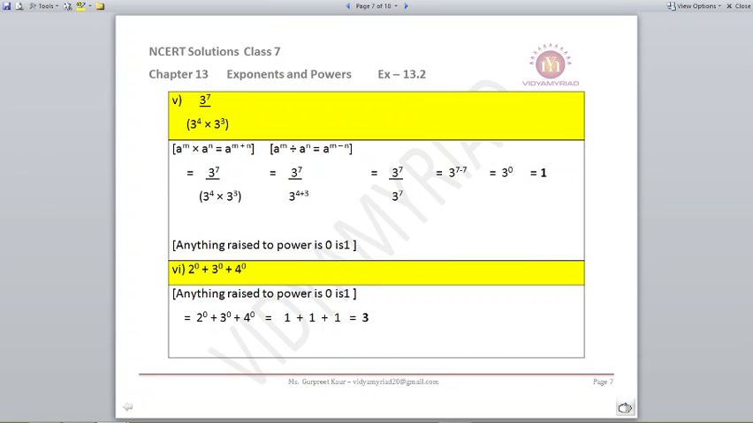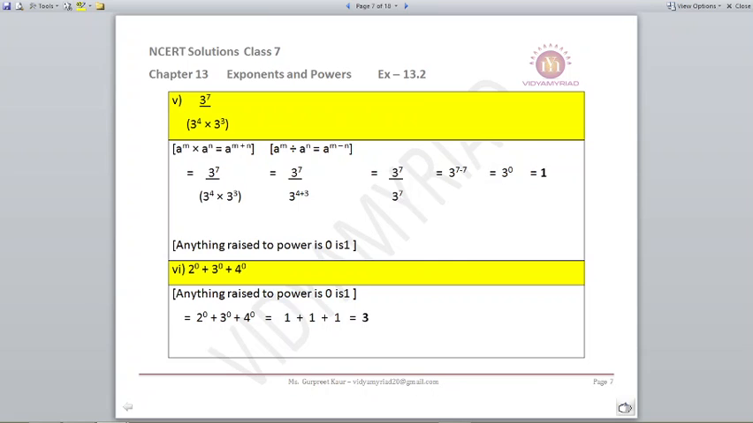3 raised to power 7 divided by 3 raised to power 4 multiplied by 3 raised to power 3. Now let us rewrite it. 3 raised to power 7 is alone in the numerator, and in the denominator we will add the power. It becomes 3 raised to power 4 plus 3. So it is 3 raised to power 7 upon 3 raised to power 7. Division case, we subtract the powers. 7 minus 7 is 0. Anything raised to power 0 is 1. So answer is 1.